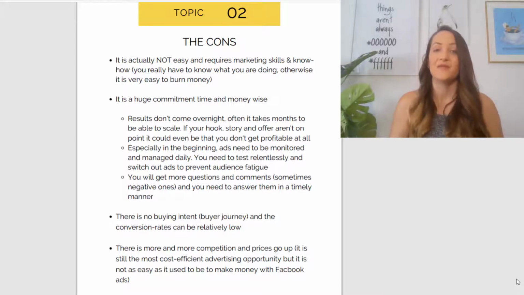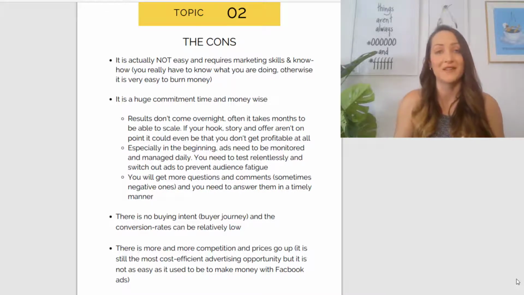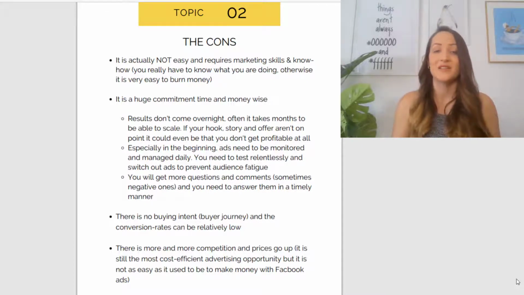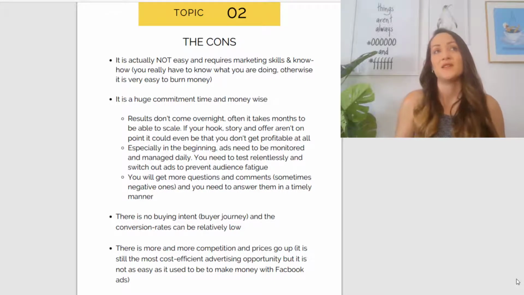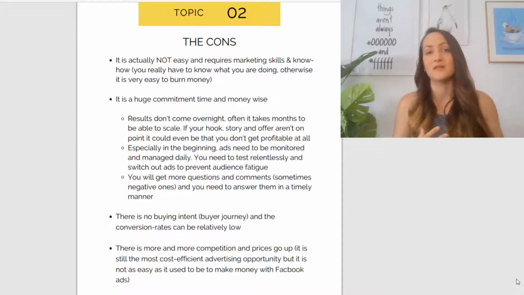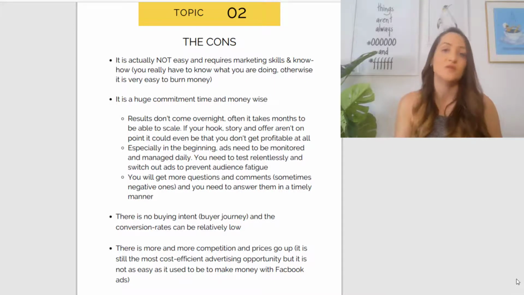If you have not figured out your hook, your story, and your offer, it can even be that sometimes you will not reach the point of being profitable before running out of budget for it. So especially in the beginning, the ads need to be monitored a lot, and you need to be in there and manage it daily. So on a daily basis, you have to switch out creatives that your audience saw too often, or turn off ad sets that don't work, launch new ones. So it's a lot of management that goes into it.